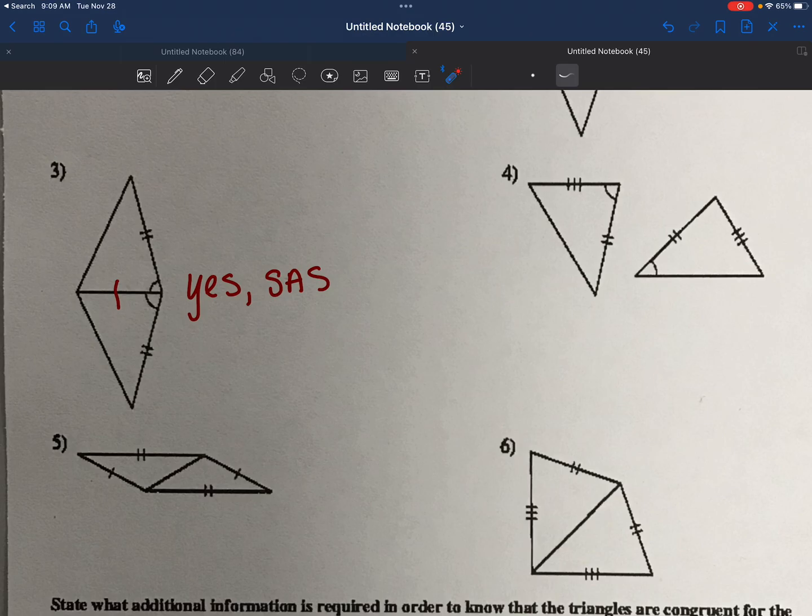Wait, 4, 5, and 6? Yeah, just 4, 5, and 6. You got them all? Yep. My guy.